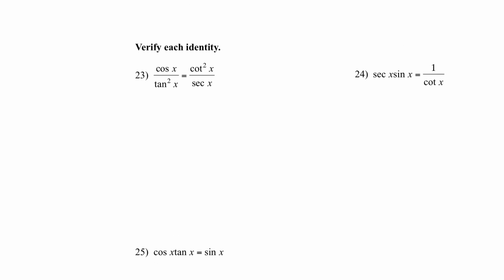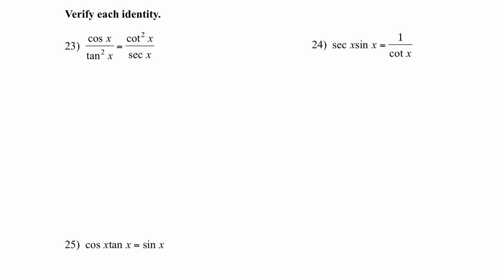So we're going to look at number 23 first. And so here we have a verify an identity question, right? So that means that I have to choose a side, and I have to work on that side. I'm going to choose to work on the right side.